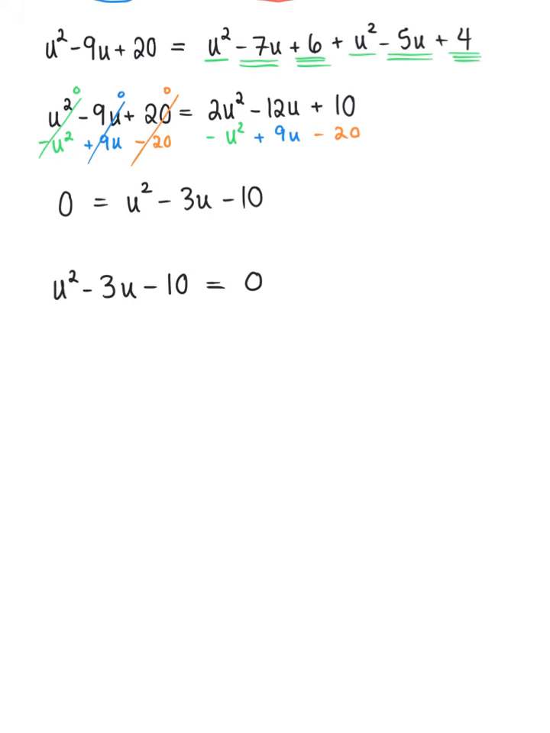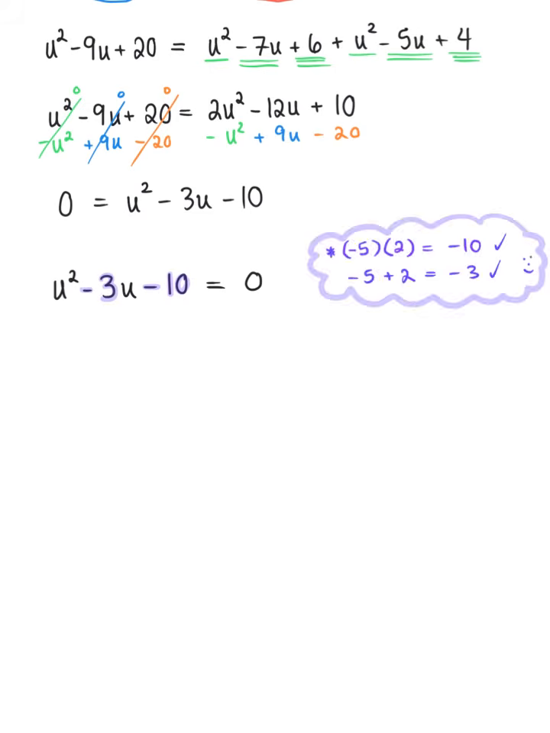And we're thinking to ourselves, what two numbers multiply together to give us a negative 10, but combine together to give us a negative 3? Negative 5 and 2. Woohoo! So we can rewrite this as u minus 5 multiplied by u plus 2. And this is set equal to 0.